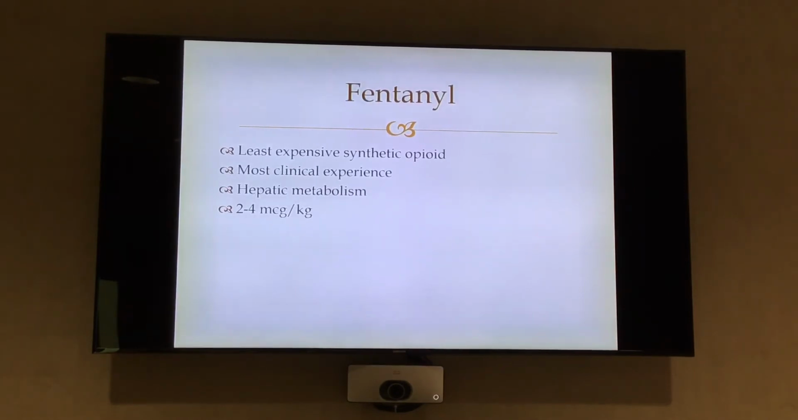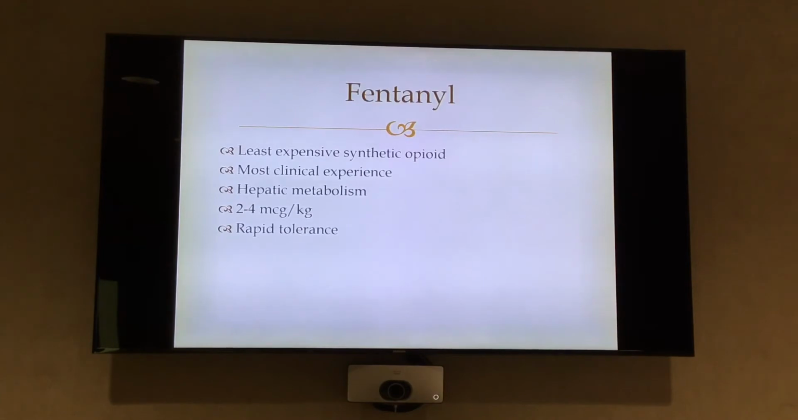But 2 to 4 mics per kilogram is usually the dose range, and the starting dose usually is 2 mics per kilo. Some kids, especially newborns, are very sensitive, and they might need like a 1 mic per kilo dosing, or not even continuous. They might just do well with intermittent, because newborns feel pain, but they don't really need that continuous sedation.